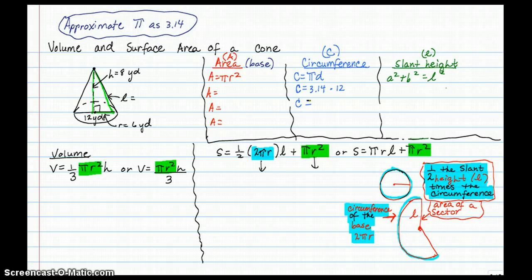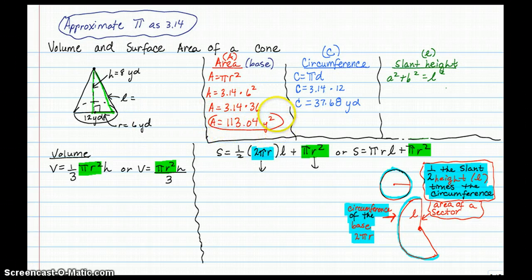C is going to be 37.68 yards. Now, let's go ahead and do the area next. I need radius for area, so half of 12 is 6, so there's our 6 yards. So we're going to go 3.14 as approximation for pi times r, which is 6 squared. 3.14 times 36. Again, you want a calculator for this. It's much, much faster. And that's going to give you 113.04. And we're looking at yards squared.